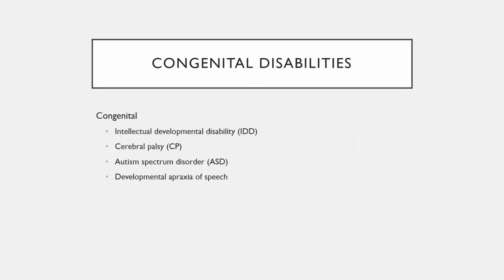Some disabilities that we're going to discuss tonight are congenital in nature, which means present at birth or shortly thereafter: intellectual disability or IDD, cerebral palsy, CP, autism spectrum disorder or ASD, and lastly, developmental apraxia of speech.